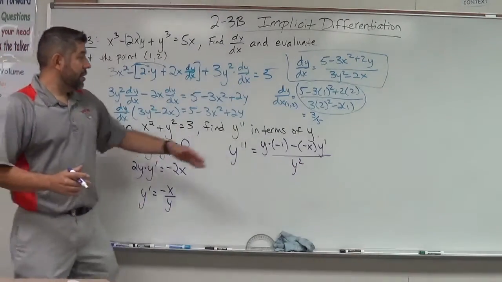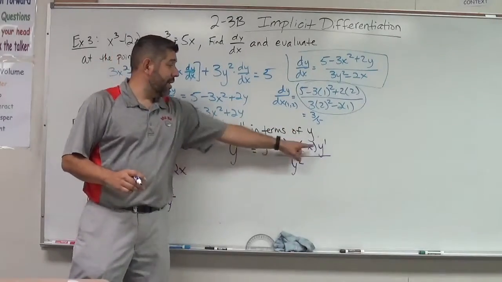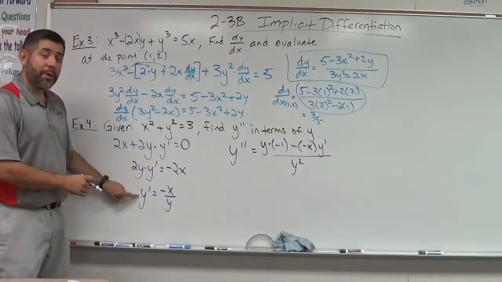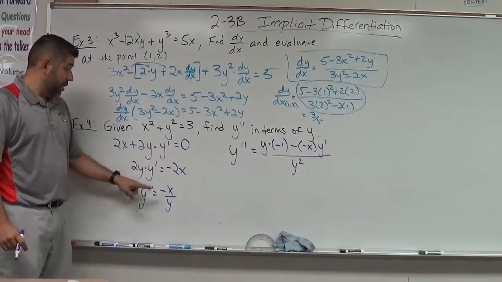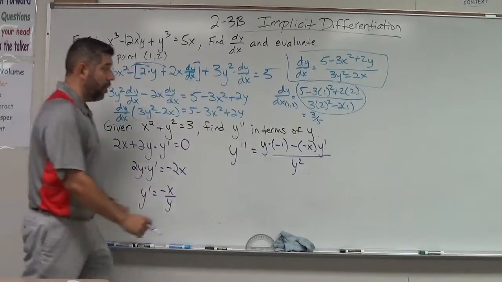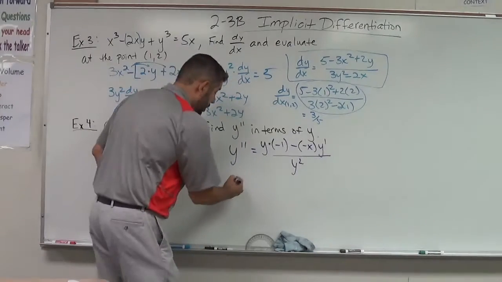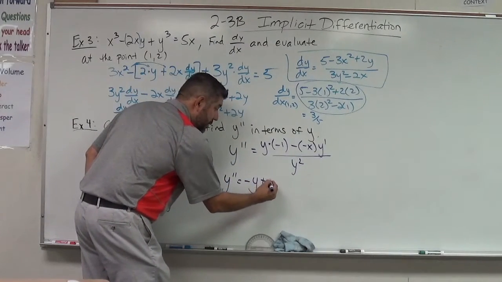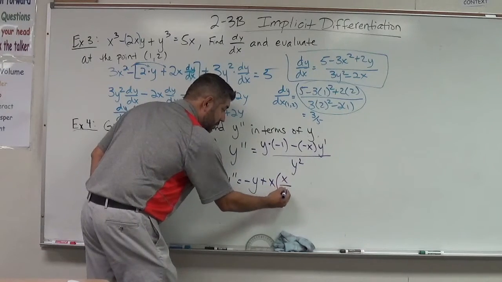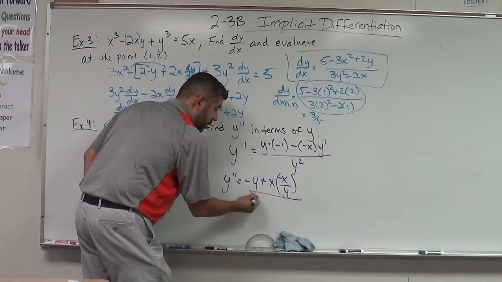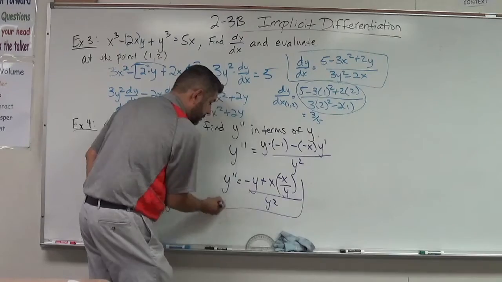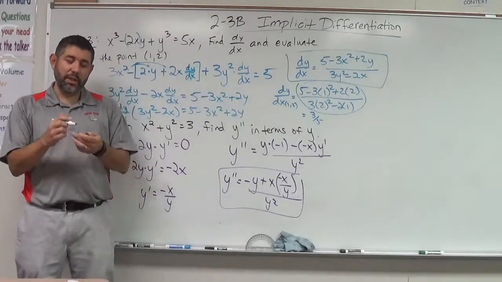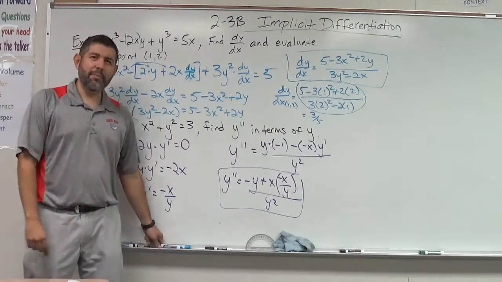Now, I asked that we put it in terms of y, so I can't leave this y prime here. I need to substitute y prime. Well, I know what y prime is. It's negative x over y. So I'm going to plug in negative x over y for y prime over there. So y double prime is (negative y plus x times negative x over y) all over y squared. Alright, so that's how we get the second derivative. It's a little bit of work, but you can do it. Okay, I'll come back with one more.